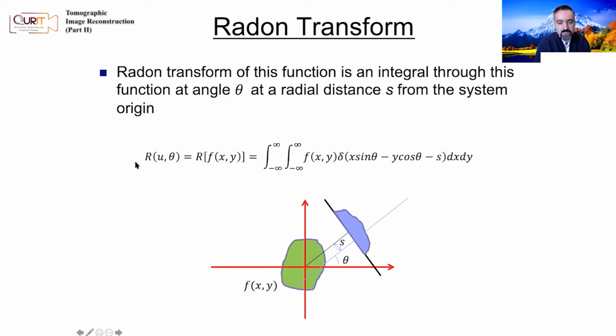So then this actually is the Radon transform. The Radon transform of a 2D function is an integral through this function at an angle theta and at a radial distance s from the system origin. So again, you're parameterizing this line, and essentially this line in 2D is defined by an angle theta and a radial distance s, and basically you write the Radon transform like this.